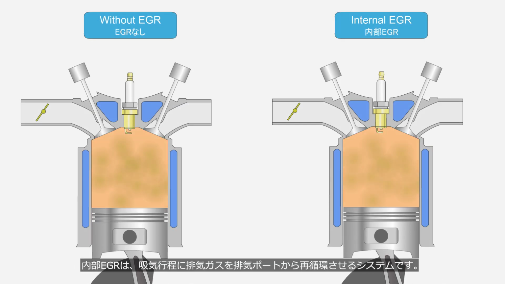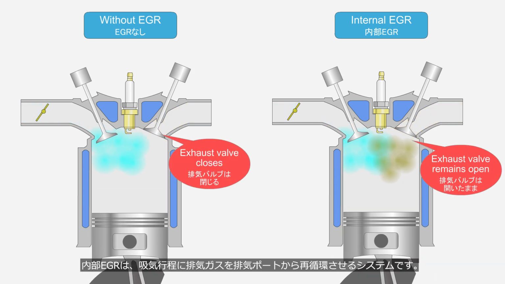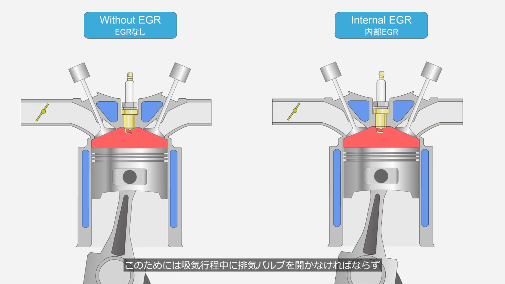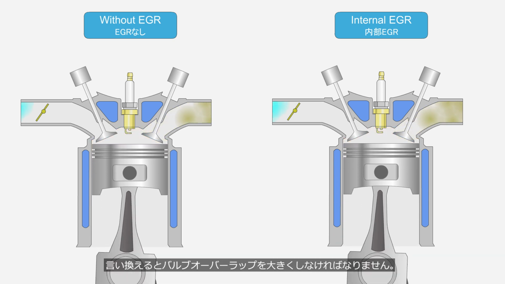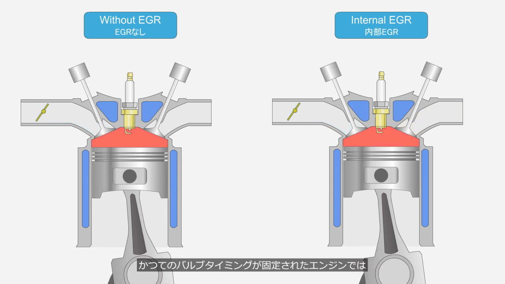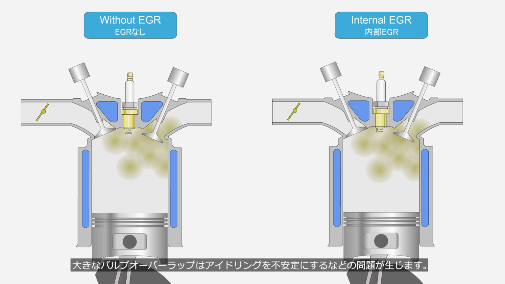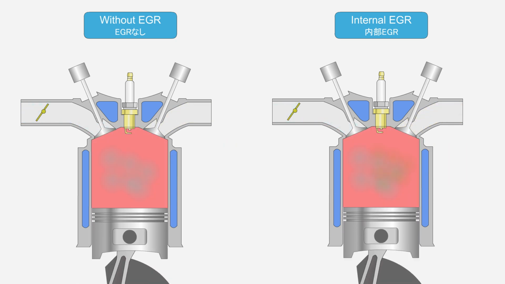Internal EGR is a system that recirculates exhaust gas from the exhaust port during the intake stroke. For this, the exhaust valve must be opened during the intake stroke, or in other words, the valve overlap must be increased. In older engines with fixed valve timing, a large valve overlap can cause issues such as unstable idling.